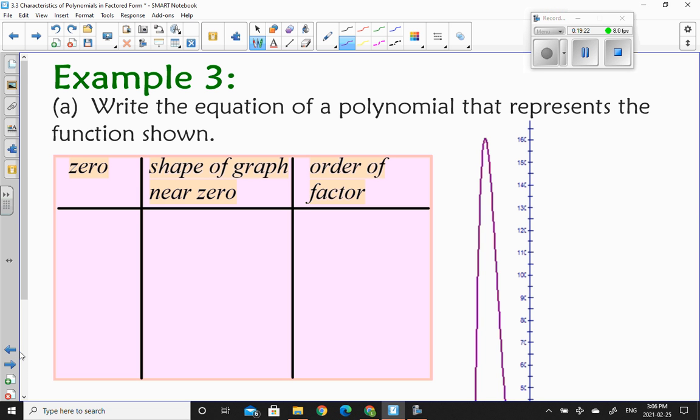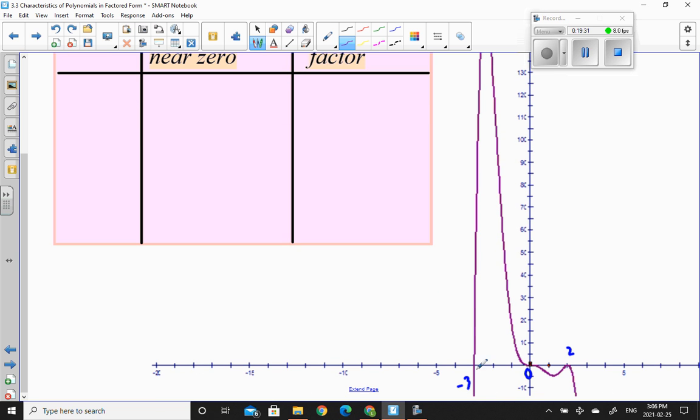Example 3, write the equation of a polynomial that represents the function shown. There you have a graph of it. You can see how it behaves. So you can see that it has zeros at -3, 0, and 2. And if you look over here at -3, it's kind of passing through like a line, so it's kind of linear behavior. At 0, it has this slight turn like a cubic has, so it's kind of order 3 here. And at 2, it has like a parabolic behavior, so it's kind of order 2 here.